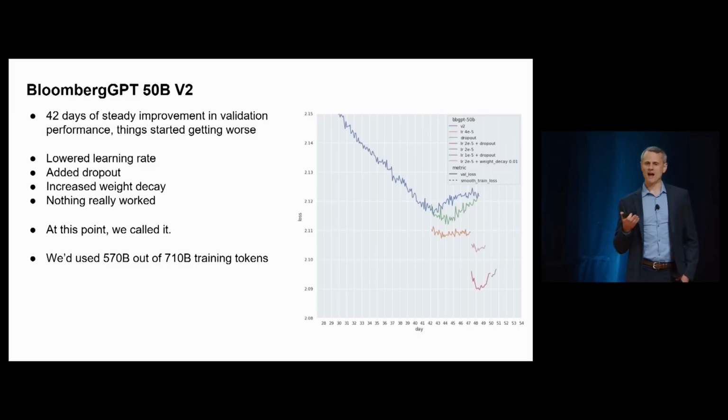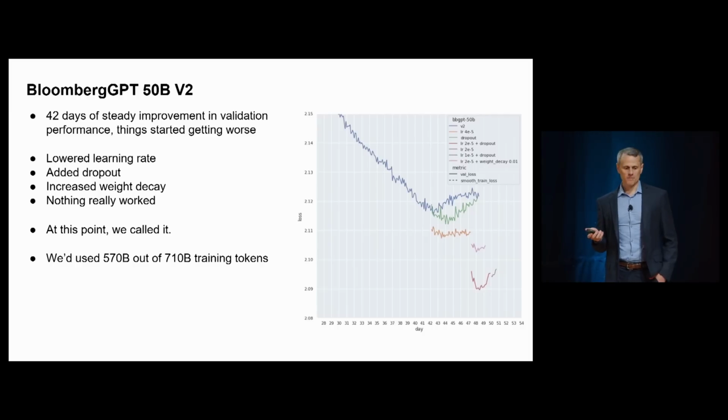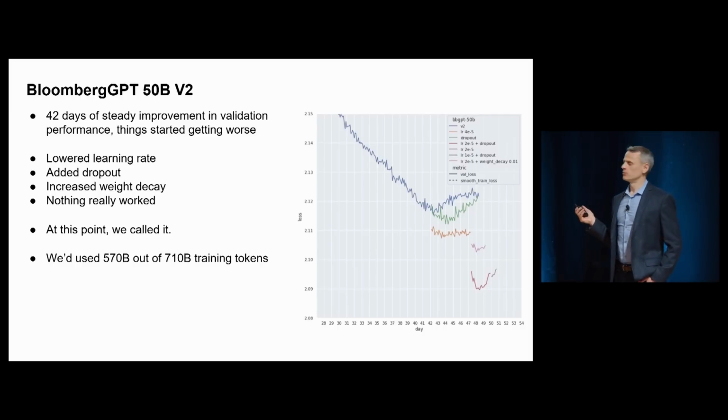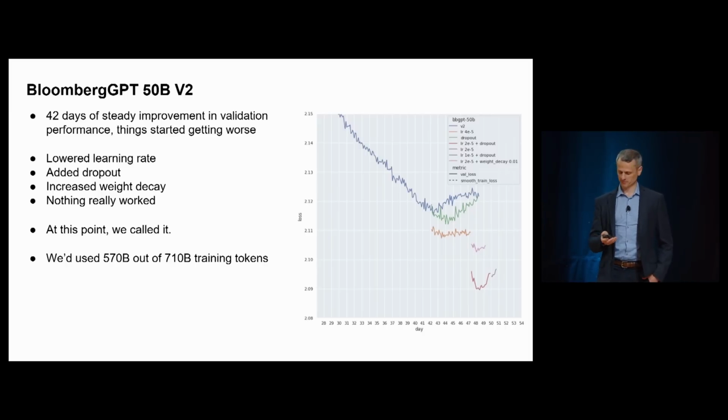We still have, again, hypotheses about why training didn't continue, and we could talk about that later if you like. But the bottom line was we did not even use our entire training data set. There were still over 100 billion tokens that we hadn't used.